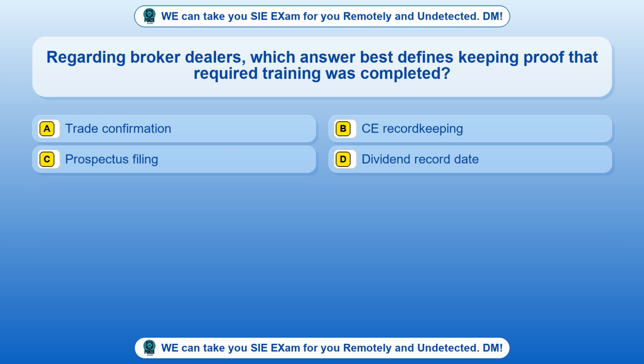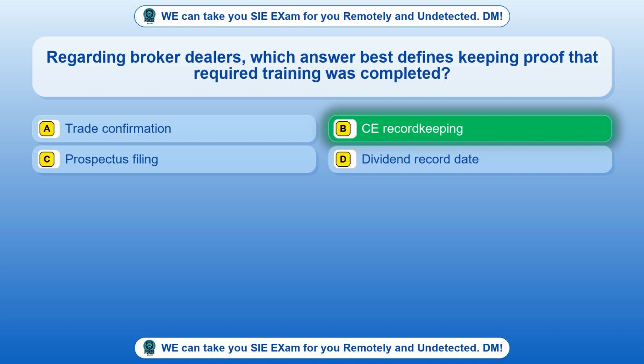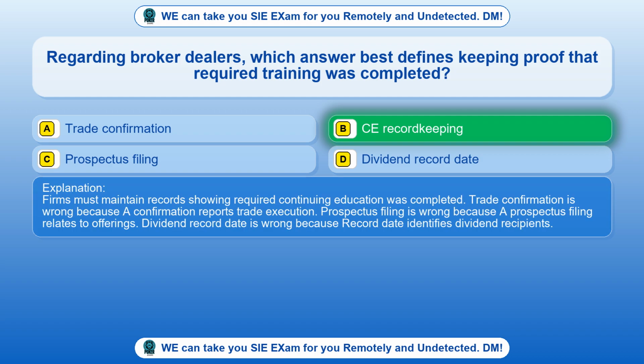Question 6. Regarding broker-dealers, which answer best defines keeping proof that required training was completed? Option A, trade confirmation. Option B, CE record keeping. Option C, prospectus filing. Option D, dividend record date. The correct answer is option B, CE record keeping. Firms must maintain records showing required continuing education was completed.